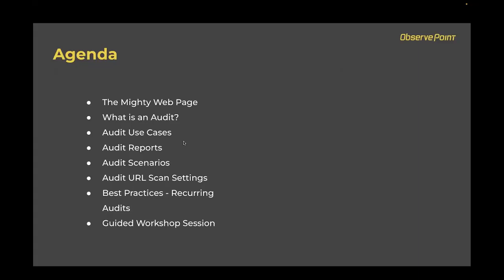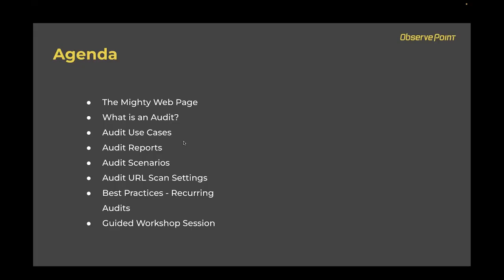So the agenda today is we wanted to go over the mighty web page, basically what happens when a web page loads, and then very basic, what is an audit? How do we define an audit? Audit use cases, going through the audit reports straight from once you get into ObservePoint through the interface and how to interpret those reports. The different scenarios you can set up for audits, because there are different use cases, whether that's for privacy and compliance, validation, or overall tag monitoring and tag validation.